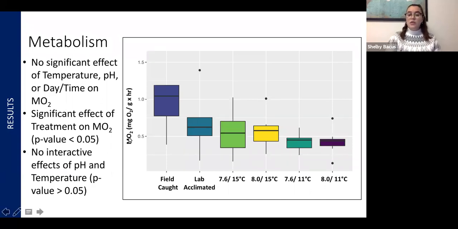So on our y-axis, we have our metabolic rate standardized to size. And on our x-axis, we have our different treatments, including our day 0 field caught Lania, so Lania coming directly from the rocky intertidal ecosystem. We have our lab acclimated Lania and all of our treatment conditions. And what I want to point out is that the field caught day 0 Lania have a significantly higher metabolic rate than any of the lab acclimated and treatment conditions. Lastly, we found that there weren't any interactive effects of pH and temperature on the metabolic rate of Lania.